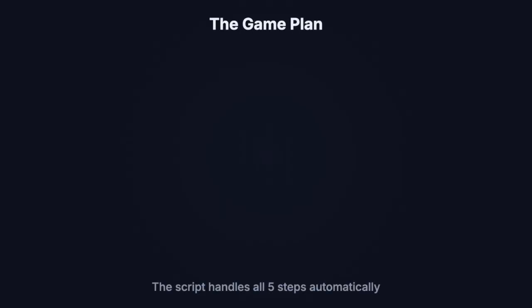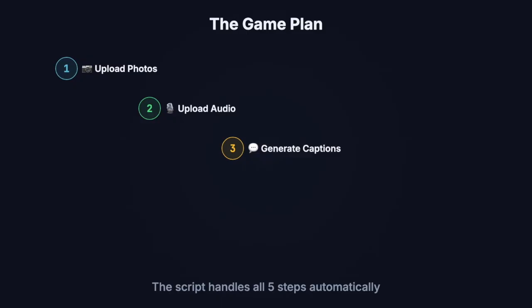So how does it work? We're going to do 5 things. 1, upload our photos. 2, upload our audio recording. 3, ask Whisper to generate captions from the audio. 4, combine everything into one video, photos with that slow cinematic motion, fades between them, and captions on top. And then 5, download the finished video. That's the whole pipeline. The script does all 5 steps for us automatically. Let's walk through each one.